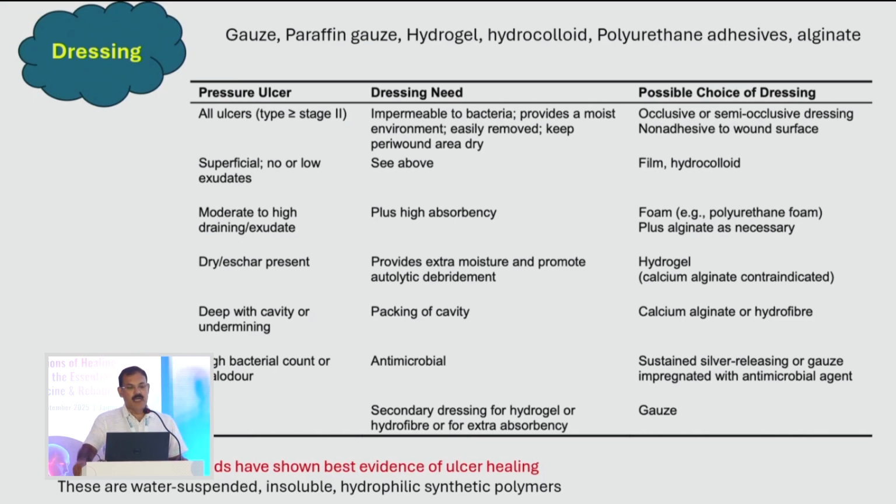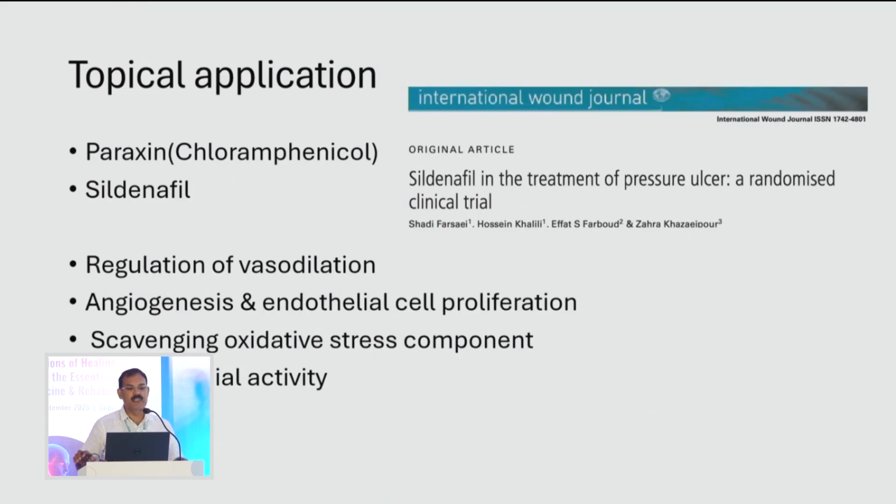But there are studies that show that the best type of topical dressing is the hydrogel or hydrocolloid. They have shown the best evidence for ulcer healing, because these are all water suspended, insoluble and hydrophilic synthetic polymers that have affinity to attach to the bacterial cell wall, causing bacterial cell wall destruction, thereby controlling the infection. However, this type of dressing material is not available in all centers.